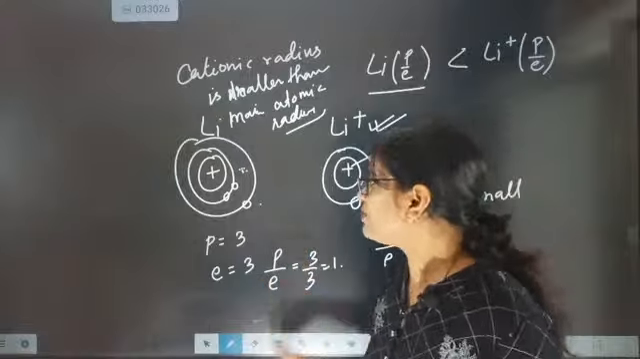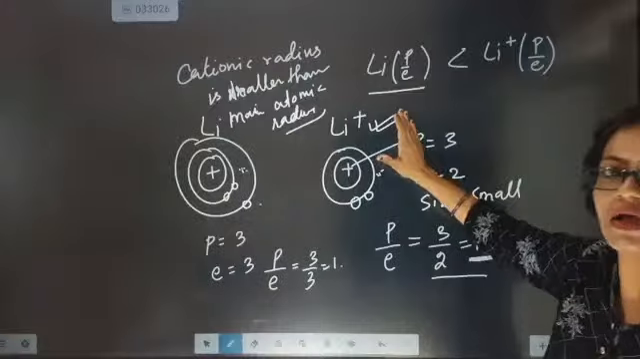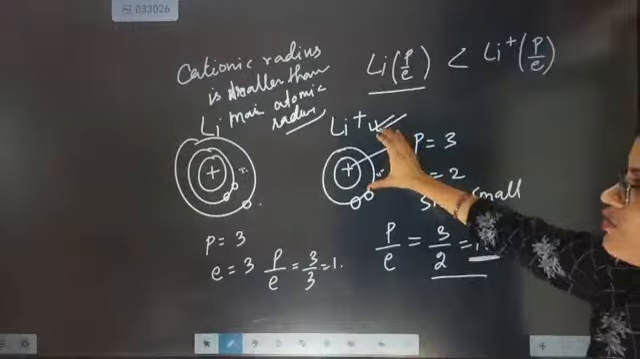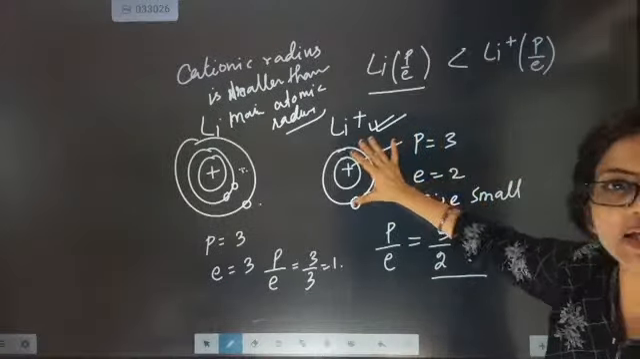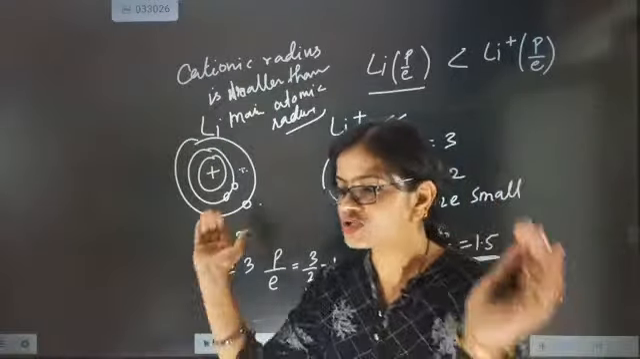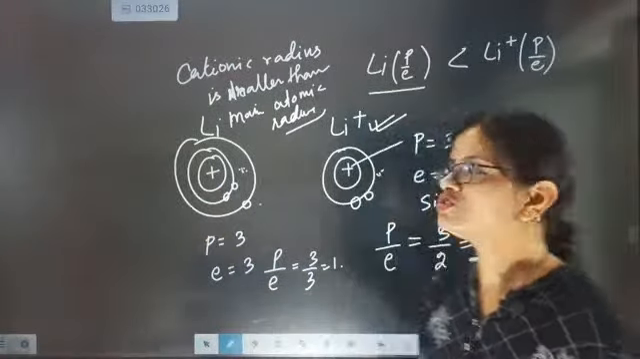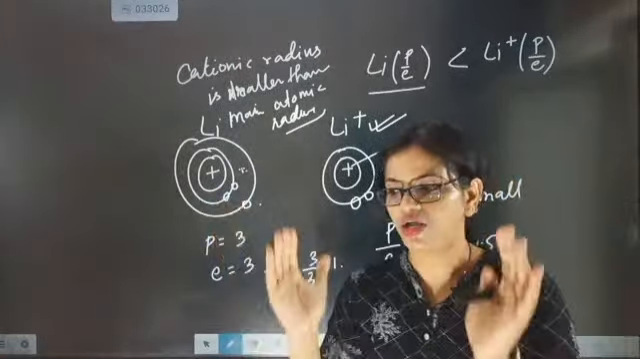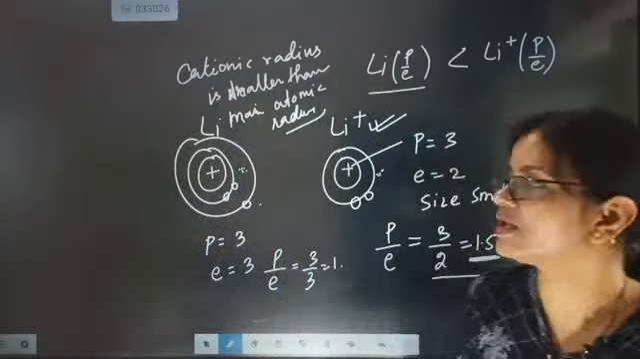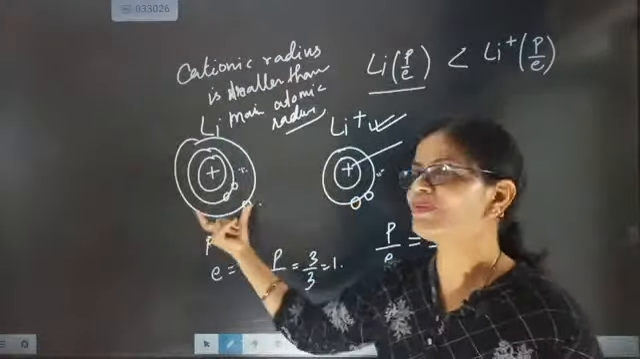So the P by E ratio of an atom is lesser than the P by E ratio of the ion of the atom. The ion's P by E ratio is bigger. So when the ion's P by E ratio is bigger, its structure is smaller, just the reverse. Fine. So whenever there is a cationic radius, its size will be smaller than the respective atom.